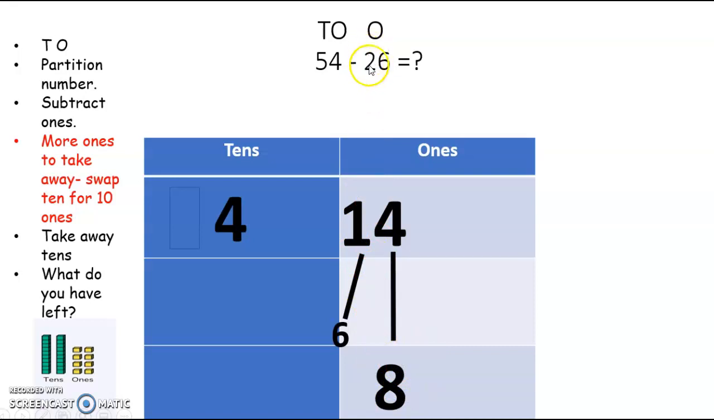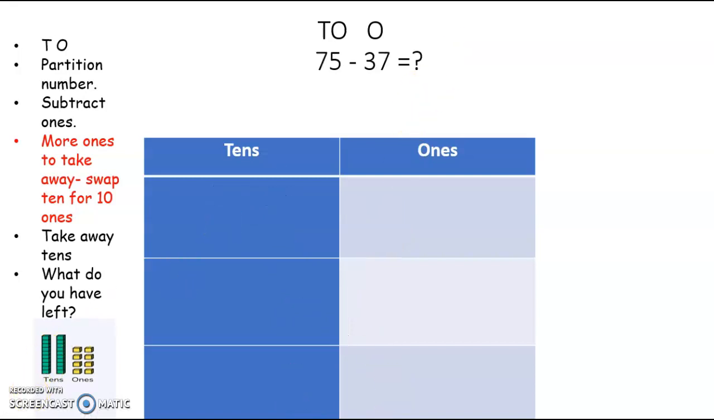Now we've still got to take away the 10s. So taking away 2 10s from this 4. 4 take away 2 is 2. We've got 2 10s, 8 ones, 28. And we're going to show you one more time looking at this sum. So we have 75 take away 37.